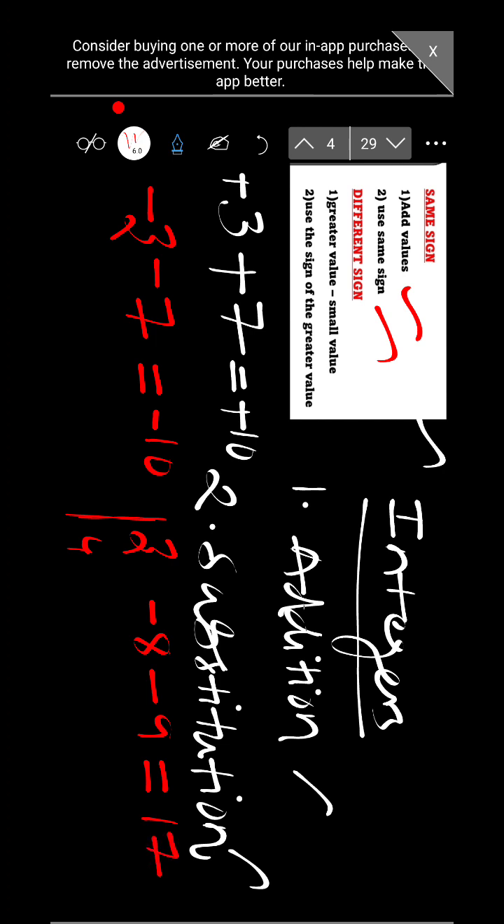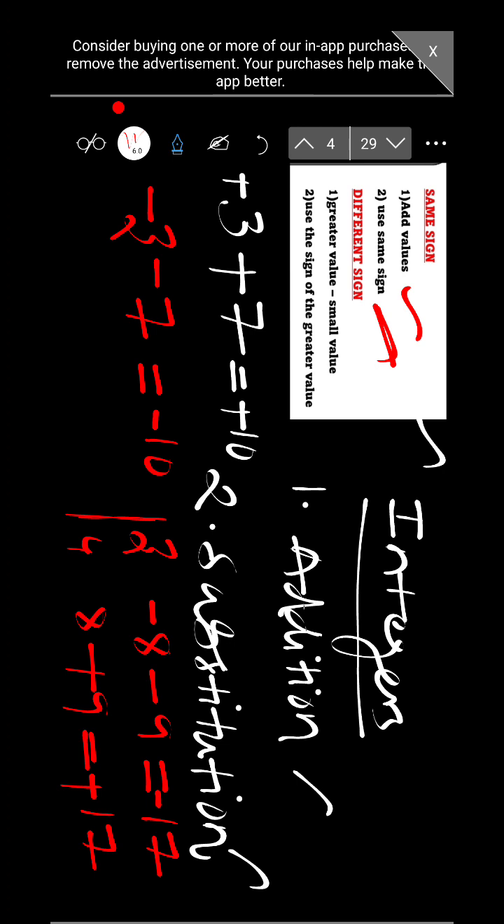So we need to use the second condition, which says same sign. 8 plus 9: 8 is positive, and 9 is also positive, so both the numbers have the same sign. So we need to add those values. That will be 17, and you get a positive sign, because both the values have the same sign. We use the same sign. This is the conclusion about the first one.